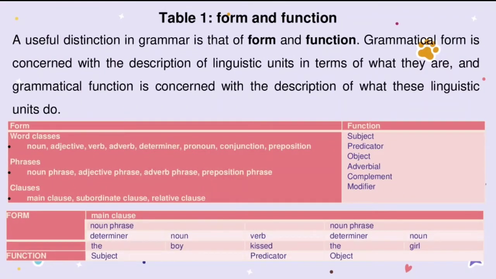Okay, next, form and function. A useful distinction in grammar is that of form and function. Grammatical form is concerned with the description of linguistic units in terms of what they are, and grammatical function is concerned with the description of what these linguistic units do.